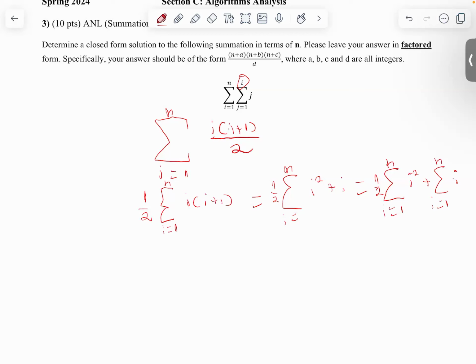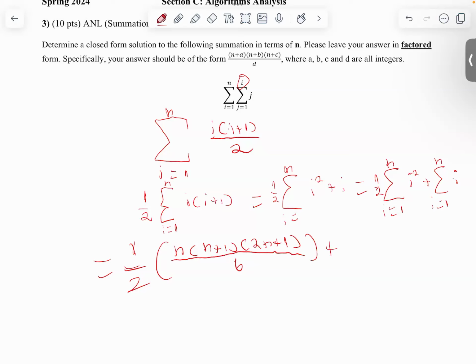Okay, and then from here we have two more closed forms. So just assume I have the formula sheet in front of me. You'll have it in front of you, and then we can evaluate this to be 1/2 times all this. The first closed form, for i squared, is going to be n times n plus 1 times 2n plus 1, over 6.